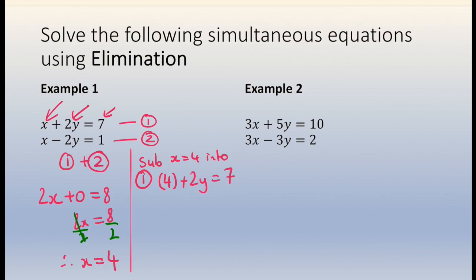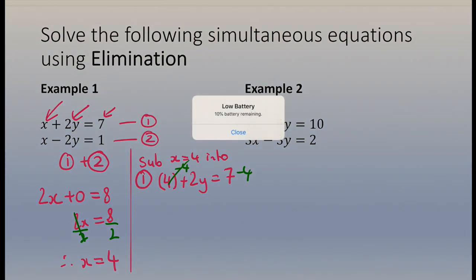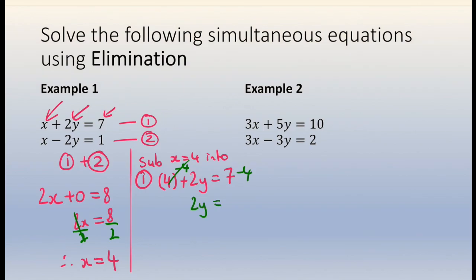And now I've got to solve for y. So I'm going to minus 4 here, minus 4 there. So I'm left with 2y equals 7 minus 4 is 3. And then I'm going to divide by 2, divide by 2. So therefore y equals 3 on 2 or 1.5. It's the same thing. So that's that. So therefore, we have a coordinate of 4 and 3 on 2. Because remember that this is x, so that's x, and this is y, so that's y.